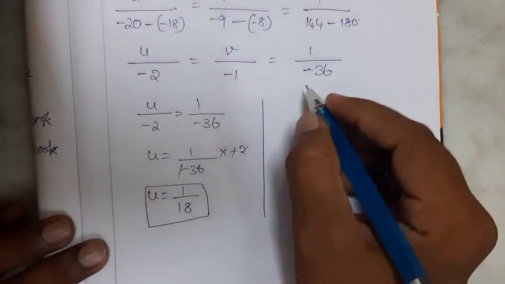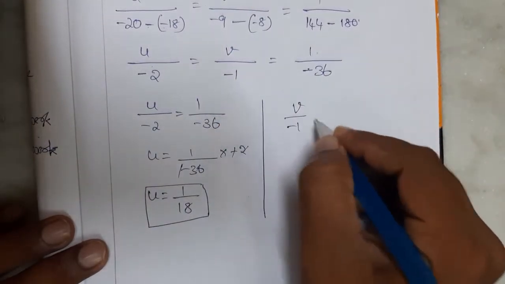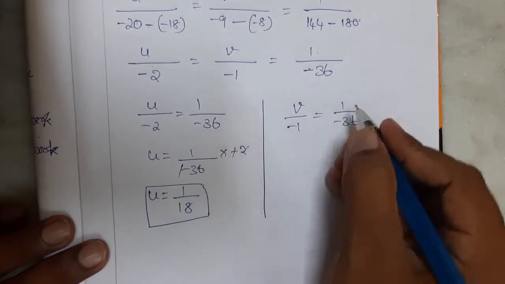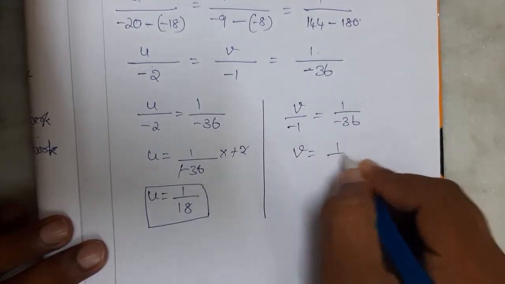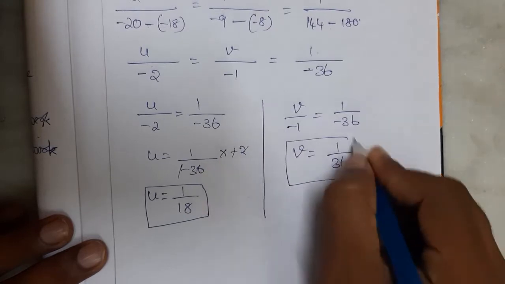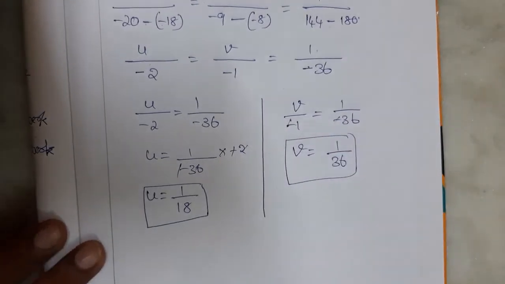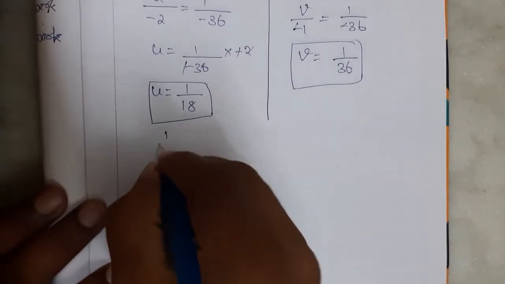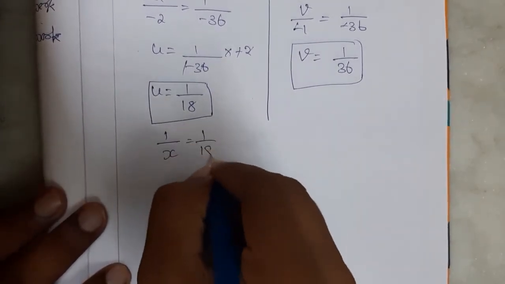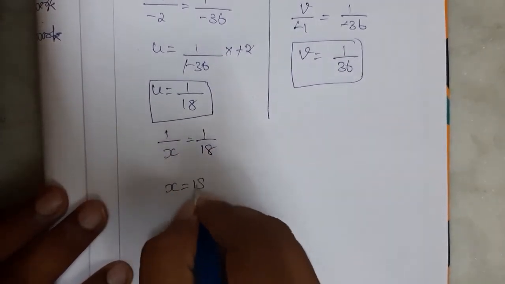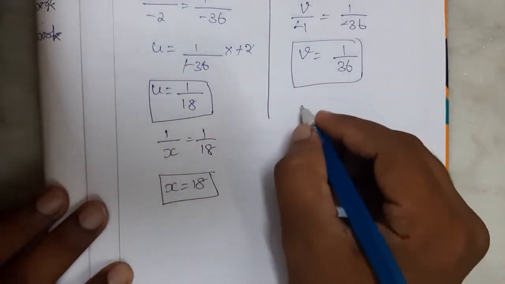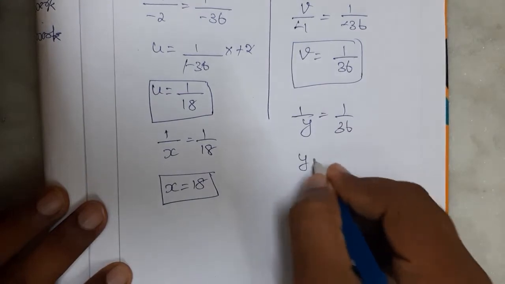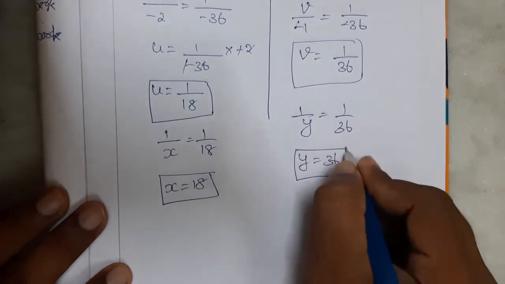And here the last two, V by minus 1 is equal to 1 by minus 36. Minus 1 goes to the positive, right? So V is equal to 1 by 36. That's it. So actually we considered U as 1 by X, right? So 1 by X is equal to 1 by 18, then X is equal to 18. V we considered as 1 by Y. 1 by Y is equal to 1 by 36. So Y is equal to 36. Clear?